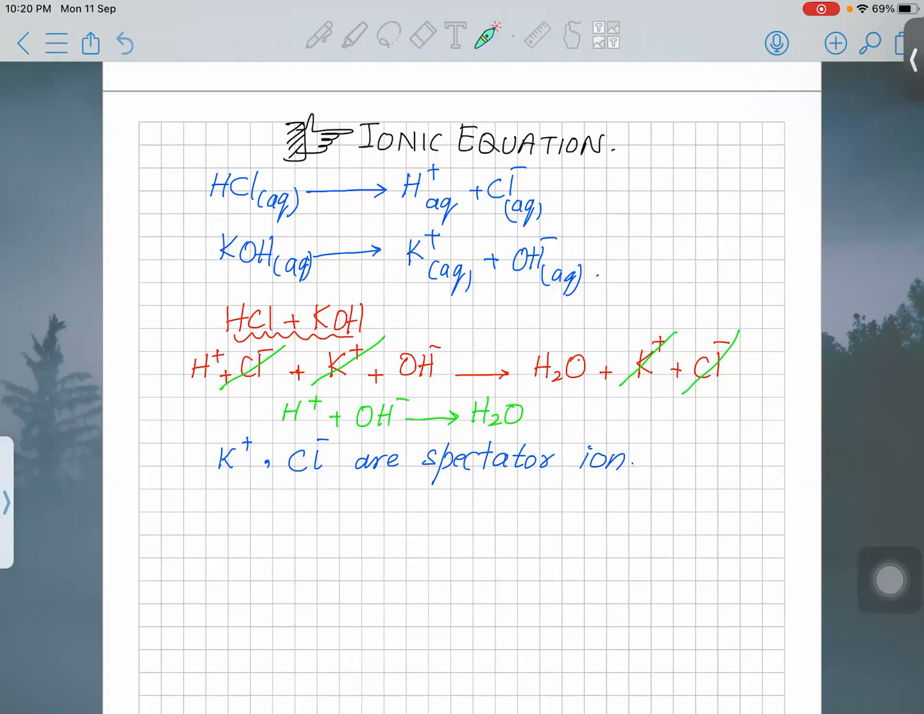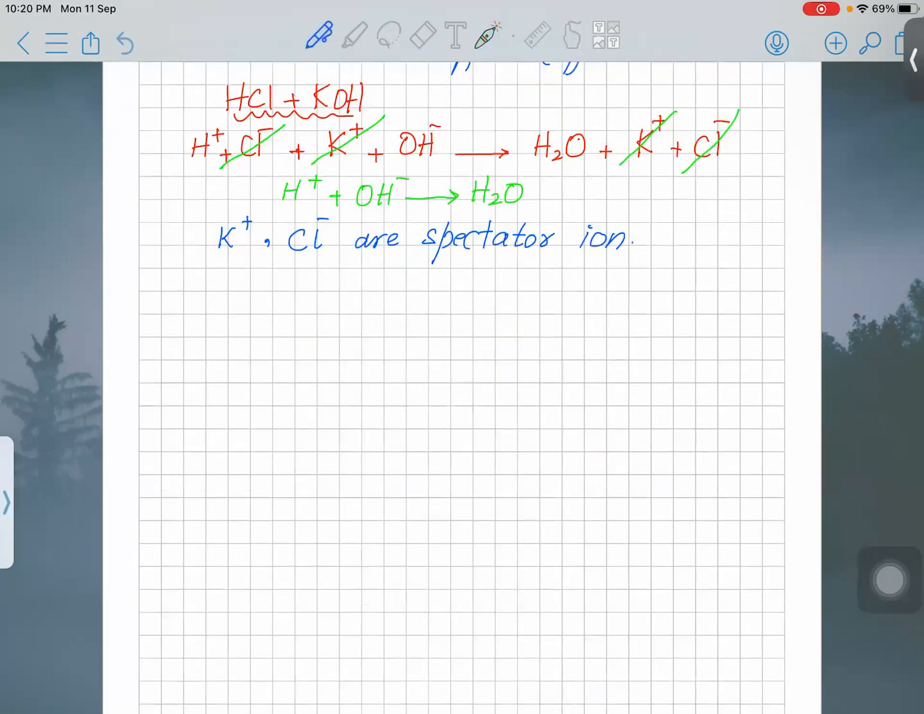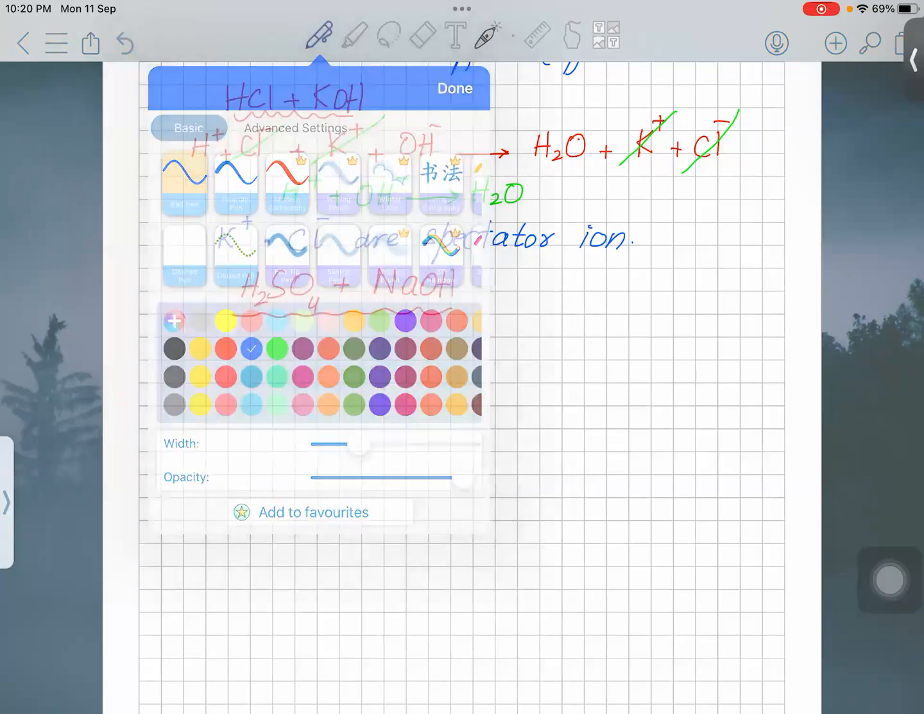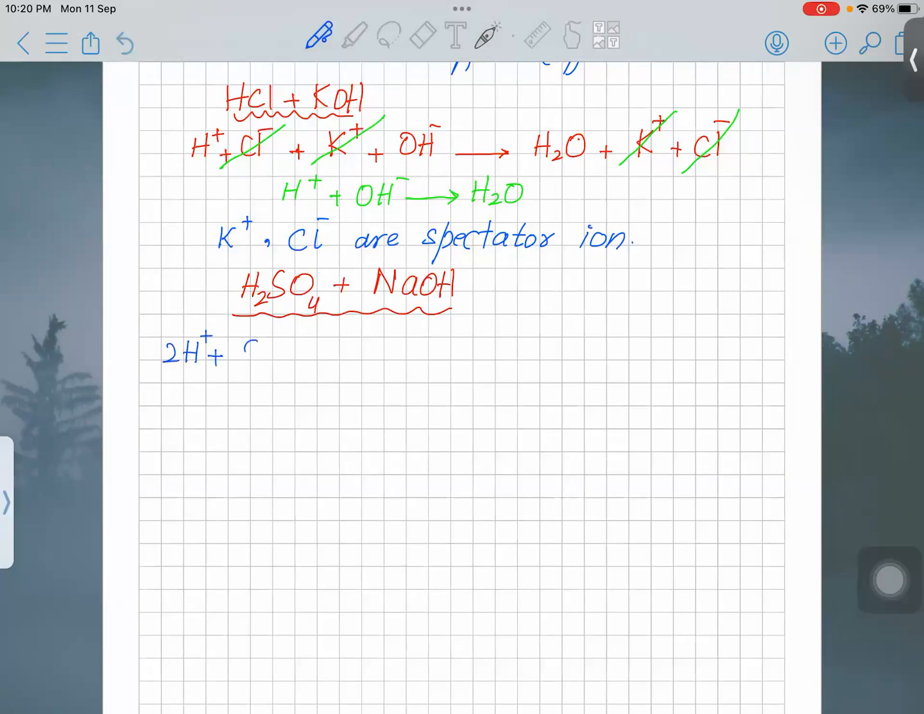Sir, how do you know if some ions are spectators? Those which are cancelled out. Now H2SO4 plus NaOH. Now in H2SO4, you have 2 hydrogen plus sulfate 2 minus. This is Na positive and OH negative. So 2 Na are required. So you know that these are spectator ions.